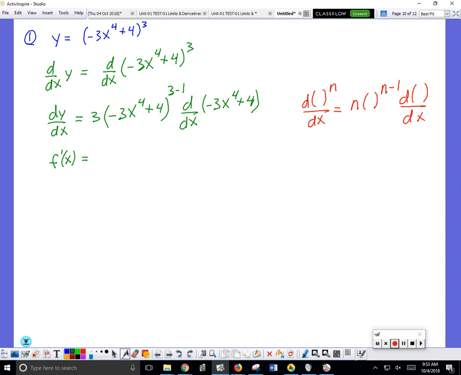So here we go. 3, negative 3x to the 4th, plus 4, squared, parenthesis. Let's change color to emphasize the importance of the parenthesis. Then using the addition rule, this becomes ddx of negative 3x to the 4th plus d of 4 dx.